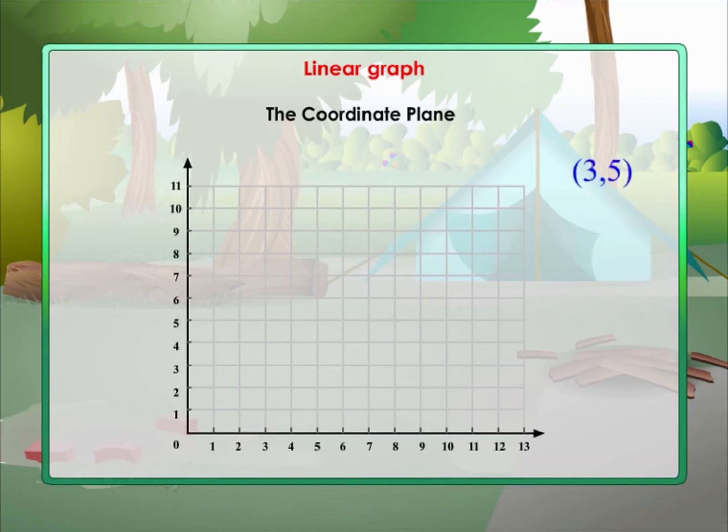Is it the same as the point 3, 5? Now let us plot it and verify whether the points 5, 3 and 3, 5 are the same. 3 is the x value. Move from 0, 3 units to the right on the x-axis. And move 5 units up. We reach the point 3, 5. Now you can see that the points 5, 3 and 3, 5 are two different points.